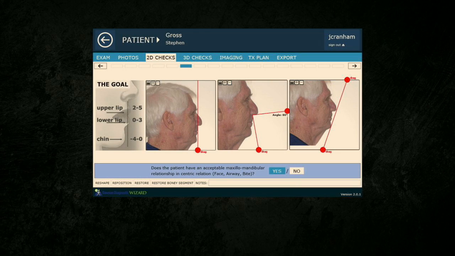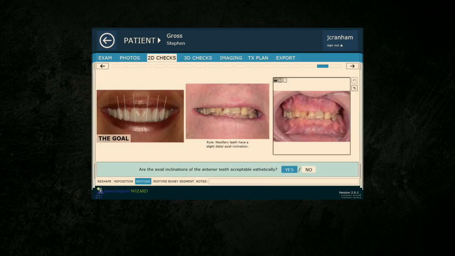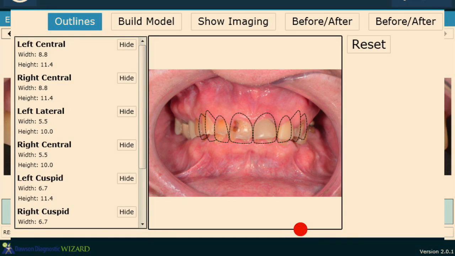So we're going to go through our Dawson protocol to figure out where the teeth go.